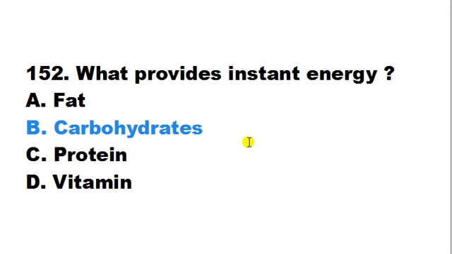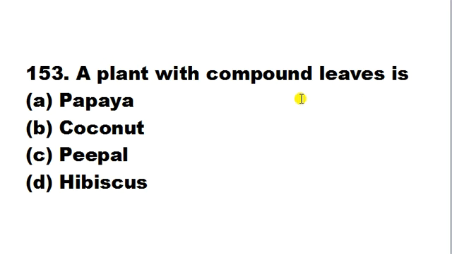A plant with a compound leaf is papaya, coconut, peepal, hibiscus. Here the correct answer is coconut. A plant with a compound leaf is known as coconut. And compound leaf means many leaflets are joined to a single stem. There will be a single stem, and from there many leaflets arise from a single part.